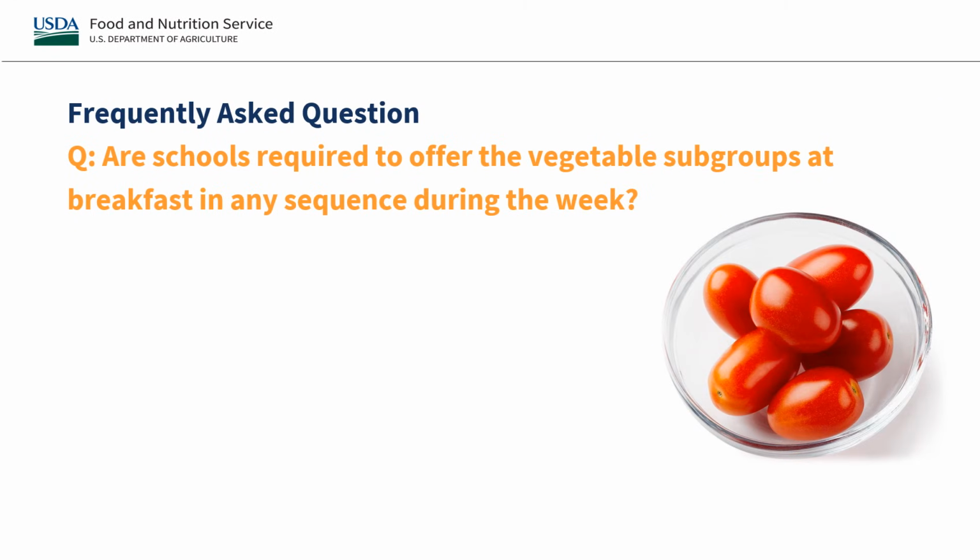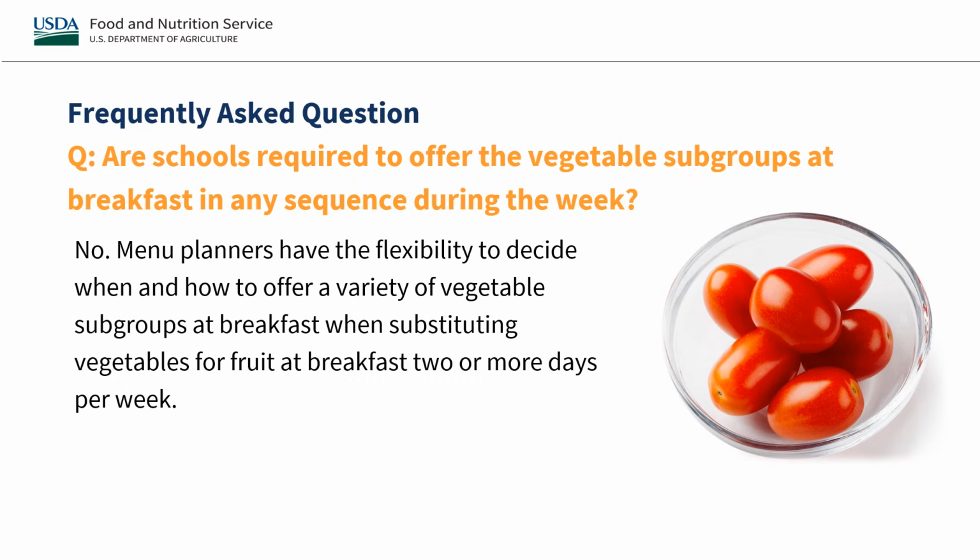Next question. Are schools required to offer the vegetable subgroups at breakfast in any sequence during the week? No. Menu planners have the flexibility to decide when and how to offer a variety of vegetable subgroups at breakfast when substituting vegetables for fruit at breakfast 2 or more days per week. Vegetable subgroups may be offered on any day of the week and may be repeated as long as 2 different vegetable subgroups are offered over the course of the week.